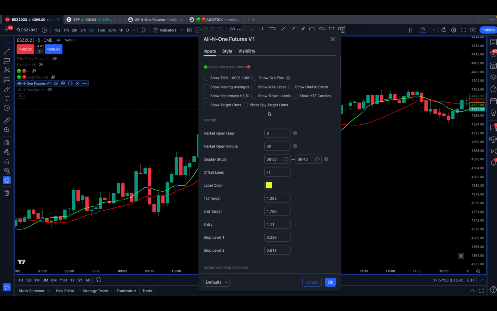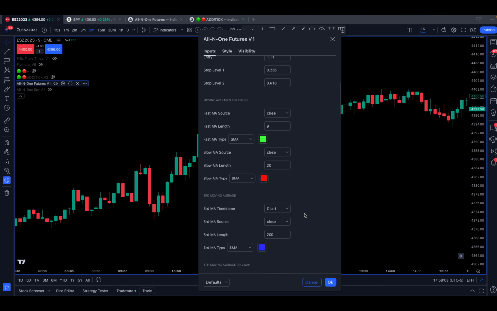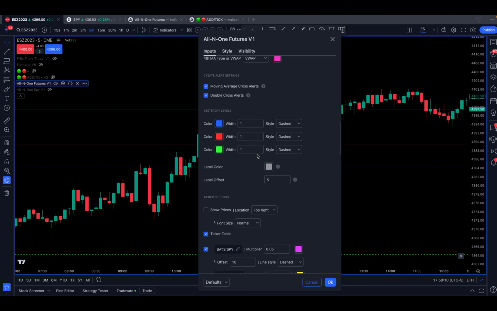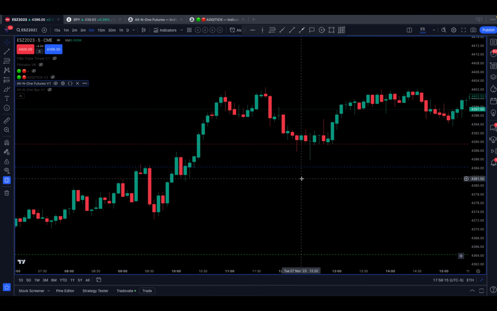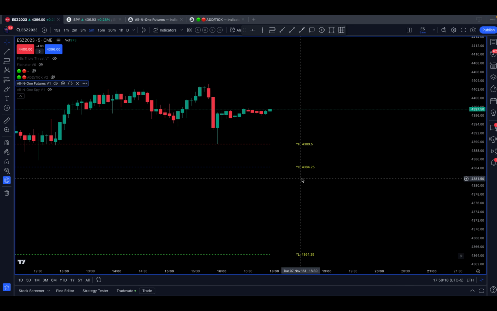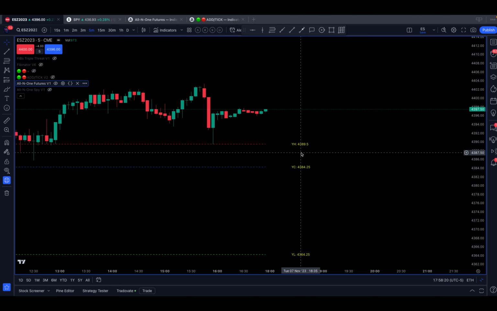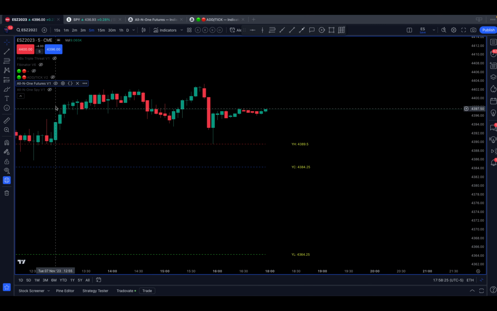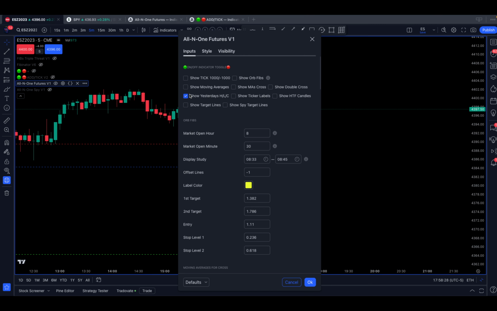So let me turn these off. If you're one of those people that like yesterday's high, low, and close lines, you could just click on Show yesterday's high, low, and close. You scroll down here where it says yesterday's levels. You can change the colors, the dash lines, the width of them, and the label color, which you'll see probably way over here. So here's the label colors. But it'll plot the high, low, and close of the previous day for you.